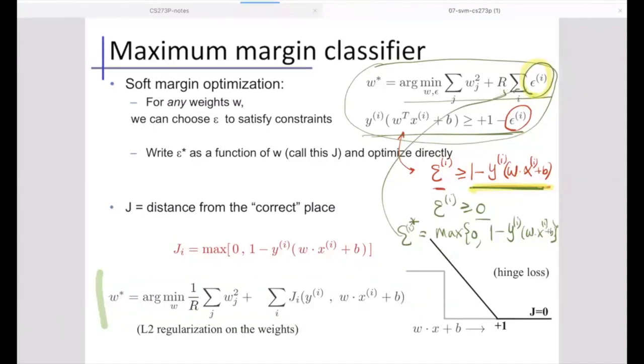So now I have two parts in this function here. One part is this, and then the other part is this. And now it looks very familiar to you, right? So what is this? Well, you can think about it. This is my loss function here, and then this is a regularization term.